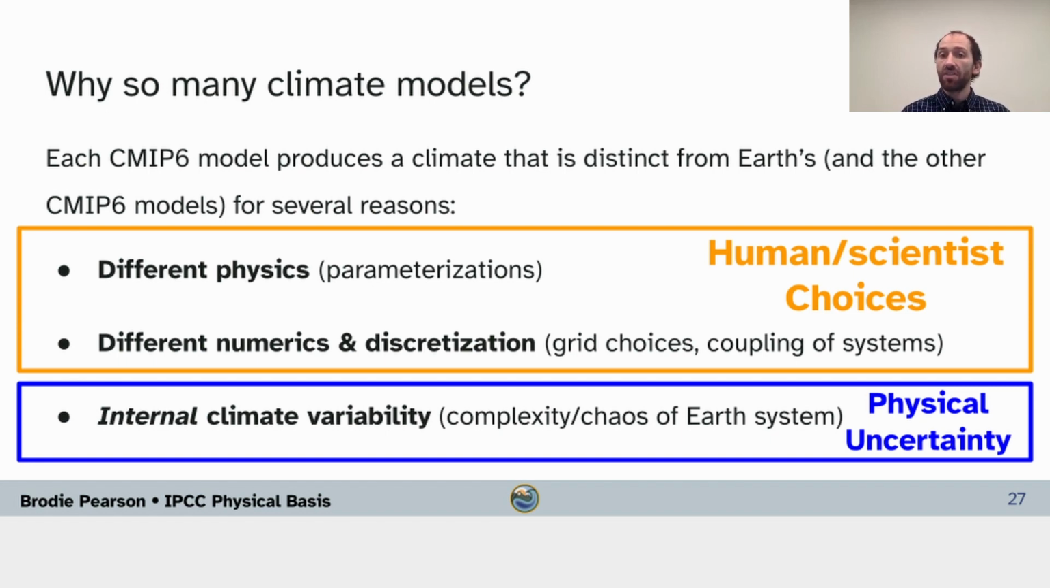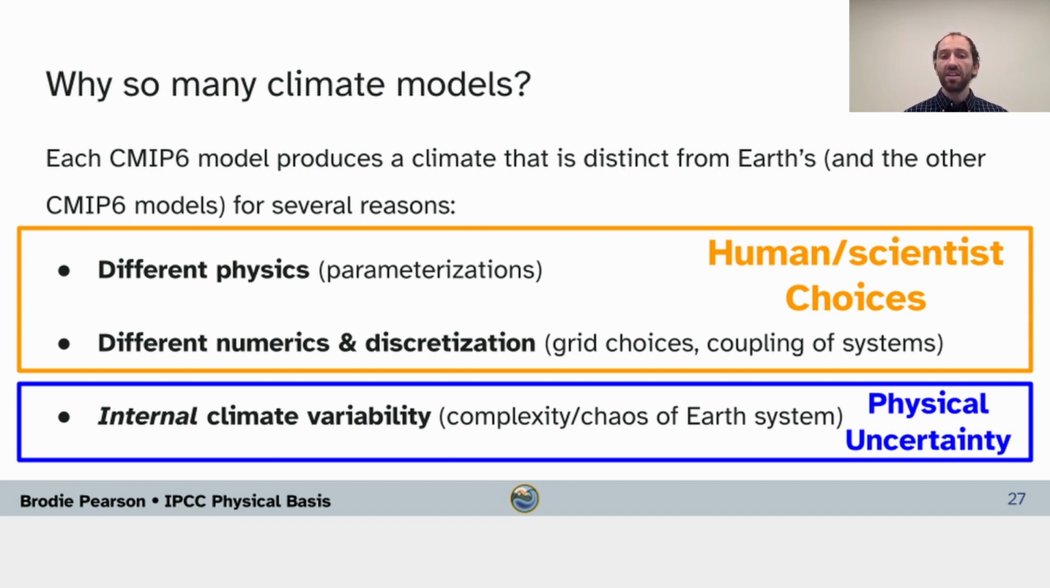So we've already talked about some of the reasons why each CMIP6 model produces a climate that's distinct from Earth's own climate and from the climate predicted by other CMIP6 models. Particularly in the last tutorial, we talked about the different ingredients that go into a model and how there are human and scientist choices made when choosing which ingredients to put in, whether it's different parameterizations or physics, or using different choices for the numerics and discretization of a model. But there's also a physical source of differences between each model's simulations, which is called internal climate variability.